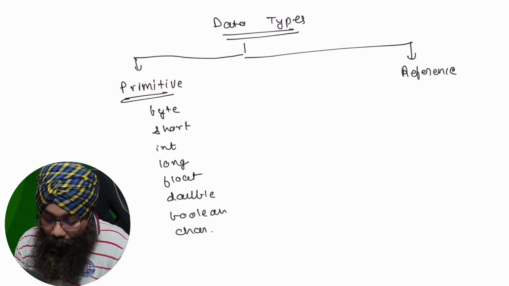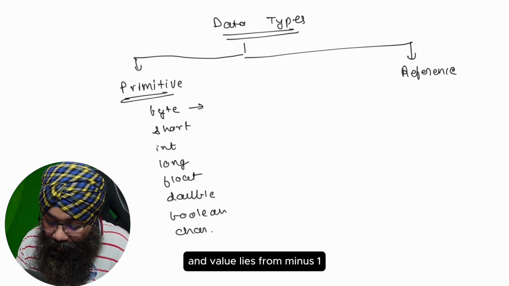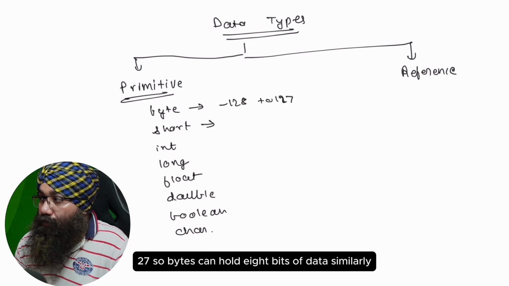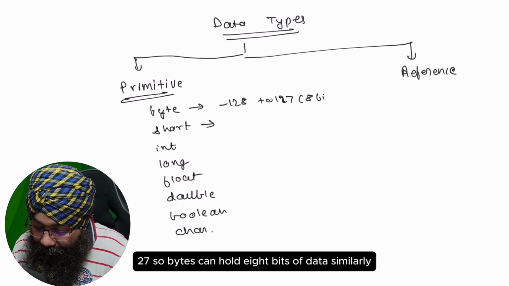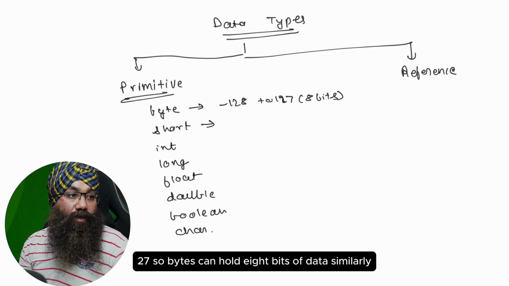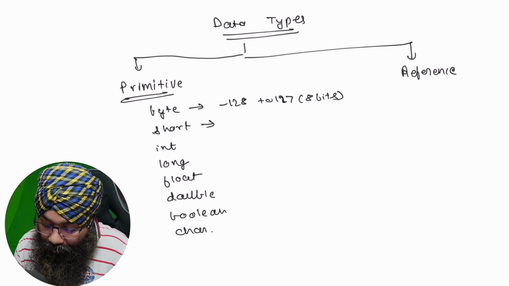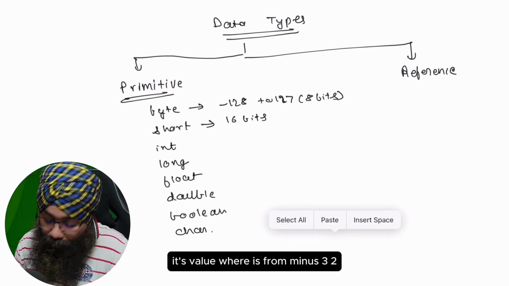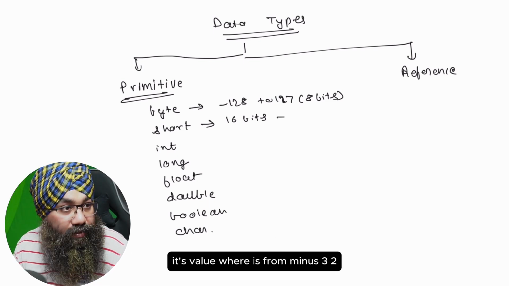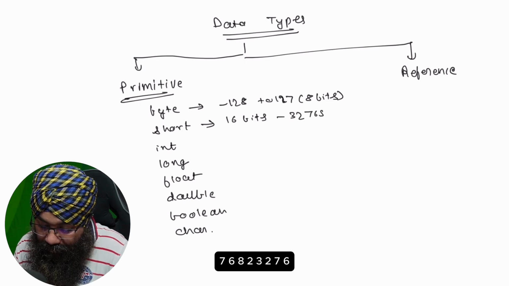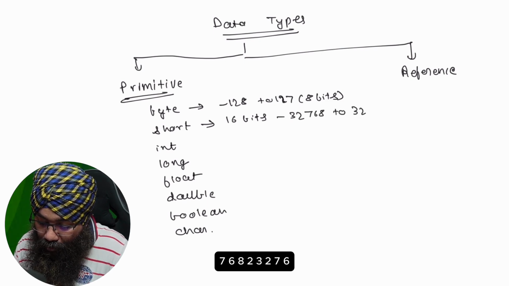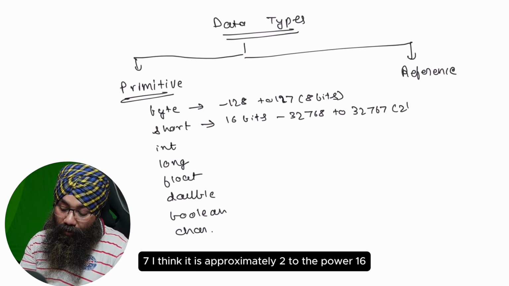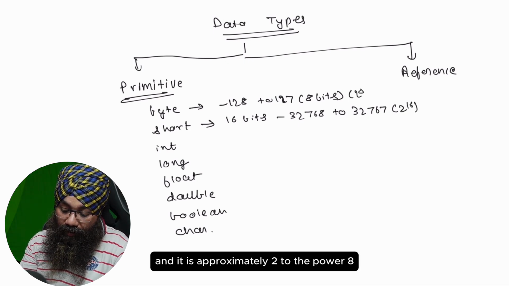Okay, so byte is just like integer and its value lies from minus 128 to 127. A byte can hold 8 bits of data. Similarly, short can hold 16 bits of data. Its value varies from minus 32768 to 32767. I think it is approximately 2 to the power 16, and byte is approximately 2 to the power 8.